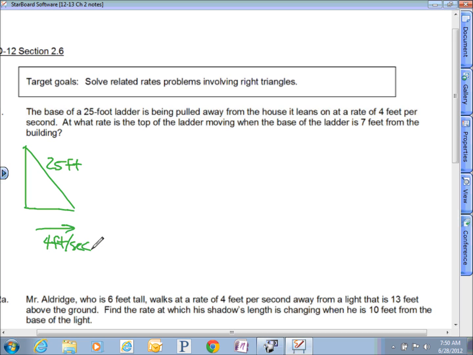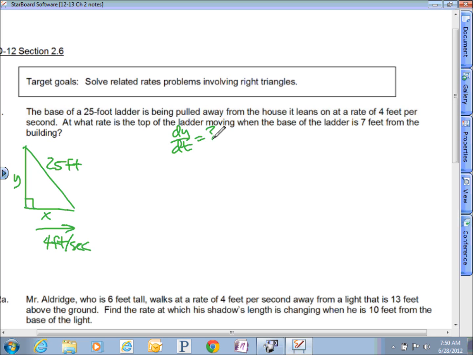Well, let's see. If you pull the bottom of a 25-foot ladder away, then the top's going to slide down. So variable-wise, I'm going to call this x because I know it's changing. I'm going to call this y because I know it's changing. That hypotenuse I don't need to worry about because it's a constant. And at what rate is the top of the ladder moving? Top of the ladder, dy over dt.